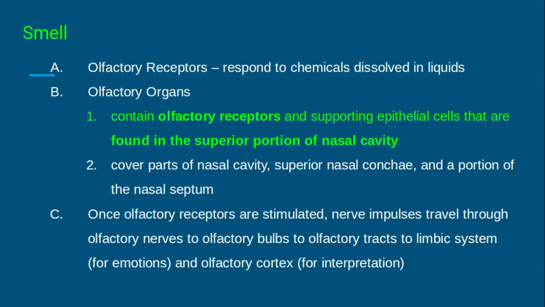And then once those receptors are stimulated or woken up, the nerve impulses travel through the nerves to the bulbs, to the tracts, and then to our limbic system. And that kind of tells us, hey, this smell does not smell very well, or maybe it smells good, or whatever the case. So our emotion to it. And then our olfactory cortex interprets that.